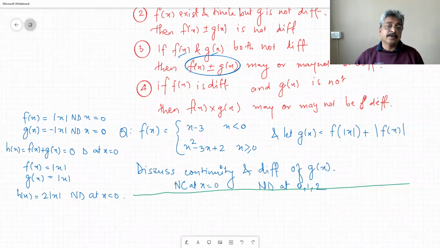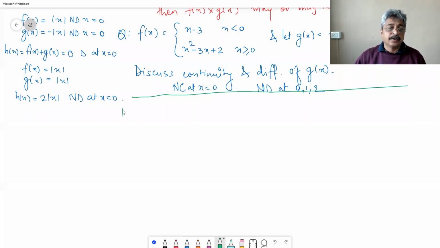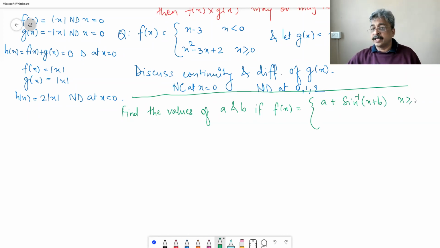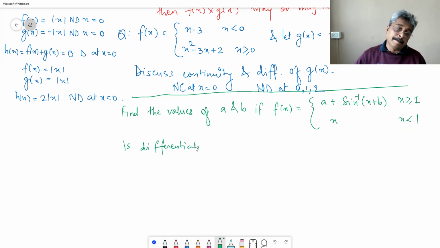Find the values of A and B if f of x is equal to A plus sine inverse x plus B if x is greater than or equal to 1, and x if x is less than 1, if this function is differentiable at x is equal to 1.